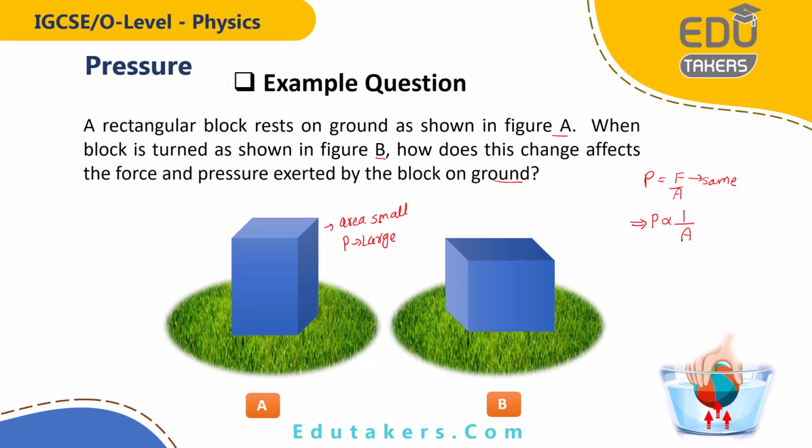When we turn the box such that it lies horizontally, you can observe that the area is larger. When the area is large, accordingly the pressure would be small. So when you turn the box, the force remains the same but the pressure decreases. Let's see the answer and explanation.